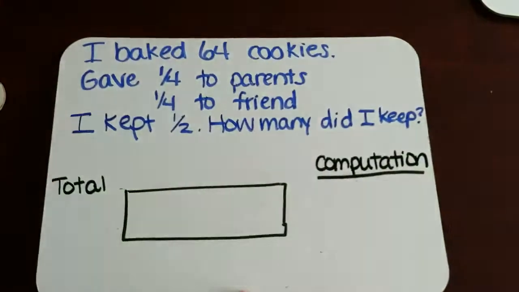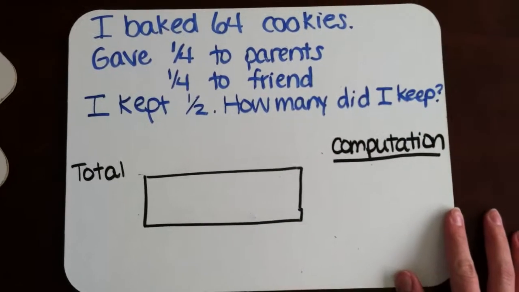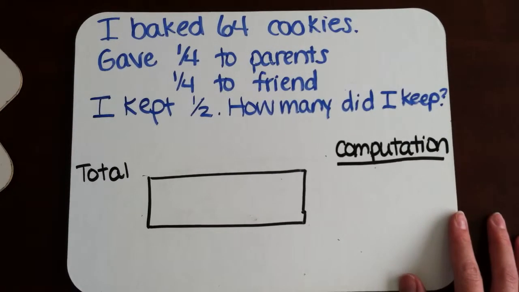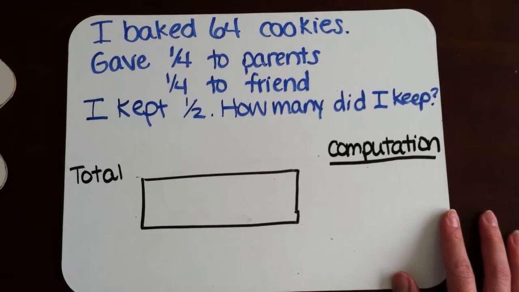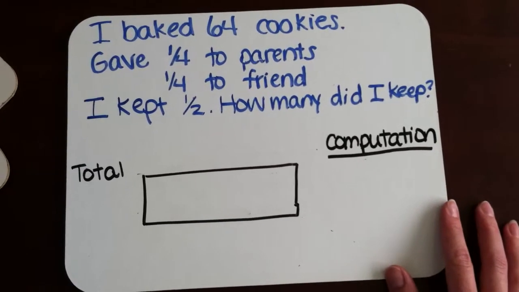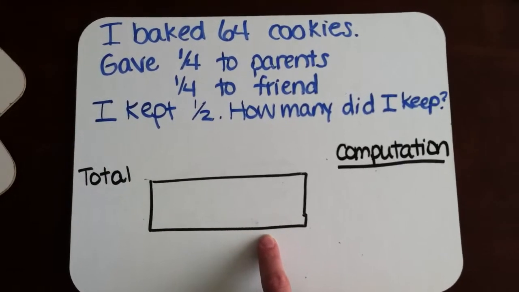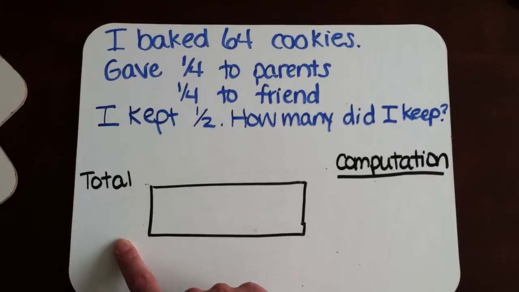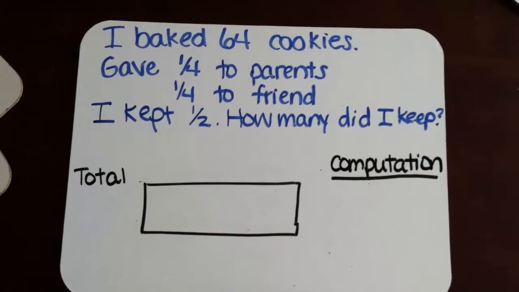All right, let's talk about the cookie problem that we read in the beginning. Just to refresh ourselves, I baked 64 cookies, gave 1/4 to my parents, 1/4 to a friend, and I kept 1/2. How many cookies did I keep? All right, so thinking back to the bar model strategy, one bar equals the total. Okay, the total. I also use the word whole. Total and whole, in this case, are going to mean the same thing.